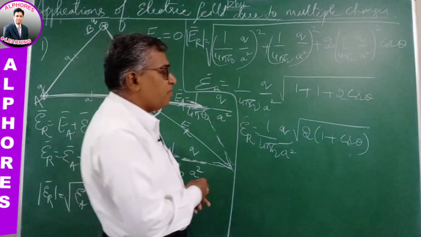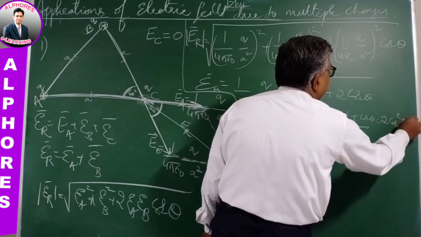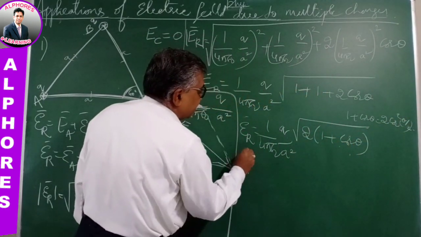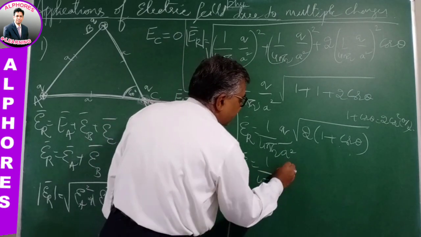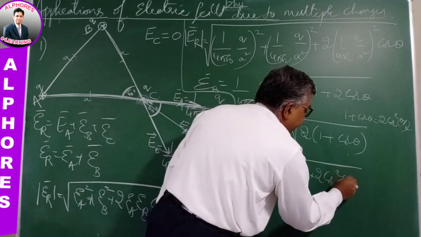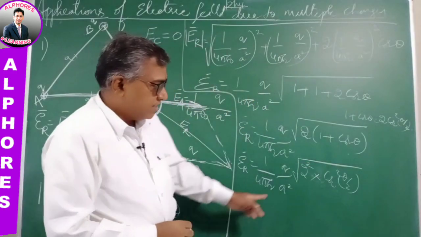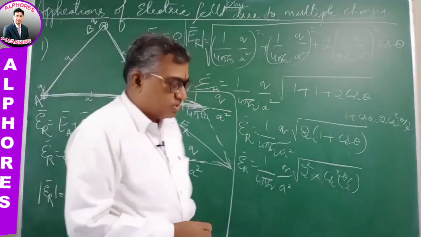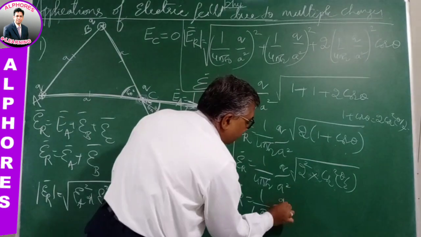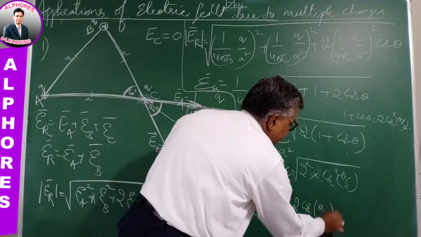Applying trigonometry, we know that 1 plus cos theta is equal to 2 cos squared theta by 2. Substituting this, E resultant is equal to 1 by 4 pi epsilon naught q by A squared times the square root of 2 times 2 cos squared theta by 2. So 2 into 2 is 2 squared, it's 2 squared cos squared under root. Removing the root and square, the resultant electric field is 1 by 4 pi epsilon naught q by A squared times 2 cos theta by 2.